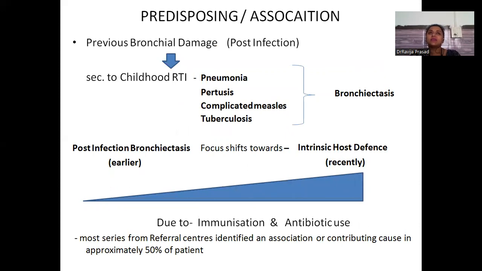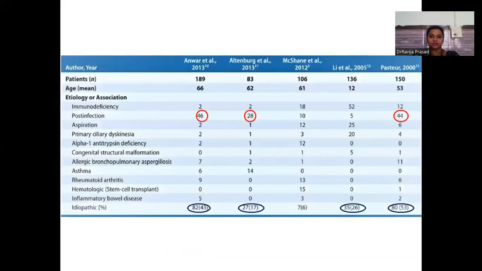Now, the predisposing factors associated with bronchiectasis are previous bronchial damage, such as post-infection, secondary to childhood RTI, which includes pneumonia, pertussis, complicated measles, and tuberculosis, which can lead to bronchiectasis. Now, the post-infection cases were earlier the focus; it has shifted towards extrinsic host defensive reasons. Due to immunization and antibiotic use, more series from referral centers identified associated contributing causes in an approximate percent of the patients.